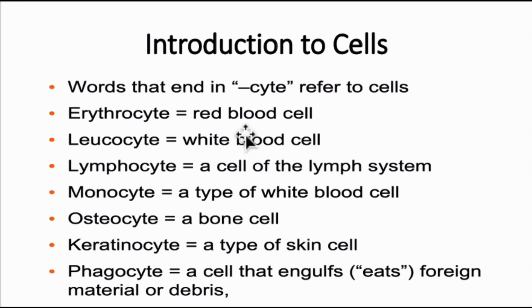When you see the suffix cyte, we're talking about cells. Red blood cells and white blood cells are erythrocytes and leukocytes. Lymphocytes are cells of the lymph system, and monocytes are another type of white blood cell. Bone cells are osteocytes. So anytime you see this suffix, we're talking about a cell.